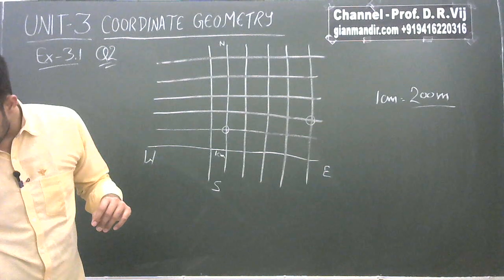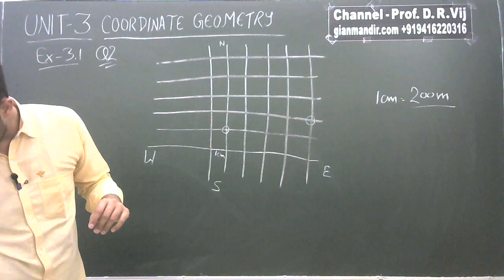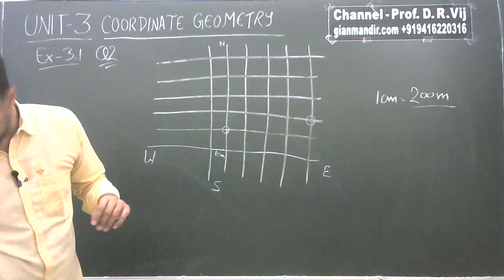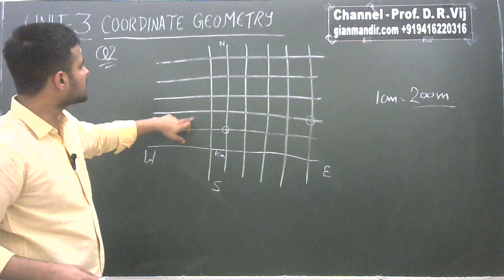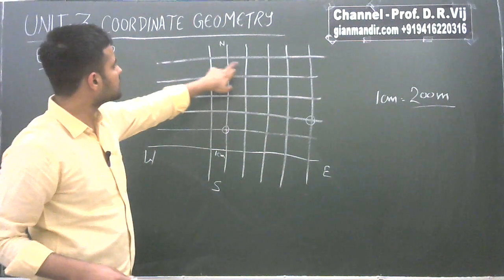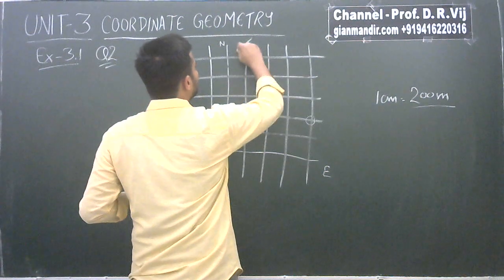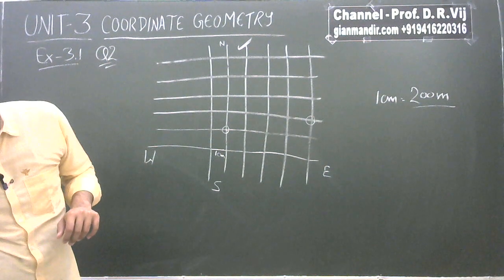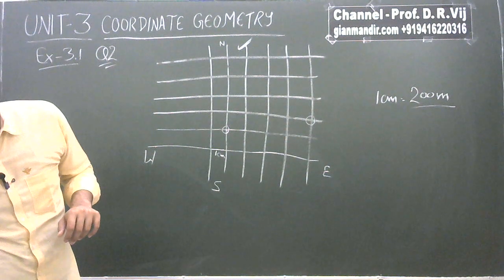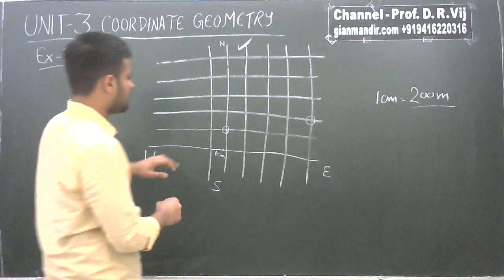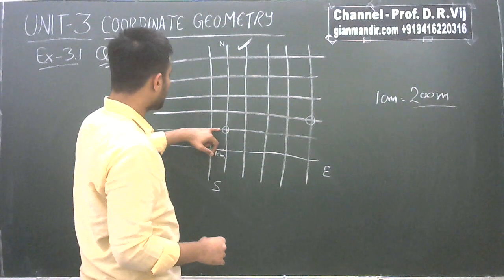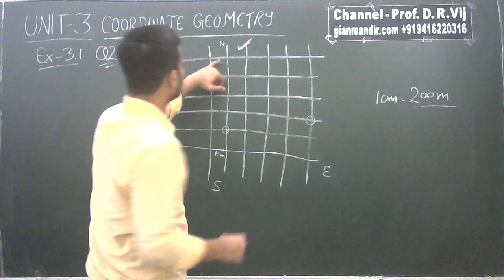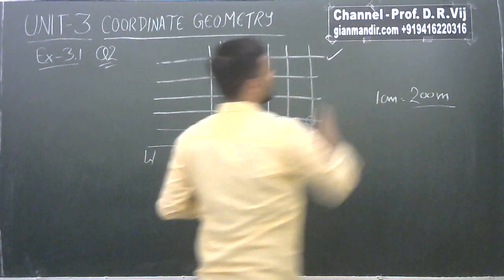Each cross street is referred to in the following manner. If the second street running in the north-south direction, which is the second street? First, second. This one. And the fifth in the east-west direction. Fifth in east-west: first, second, third, fourth and fifth. This one.